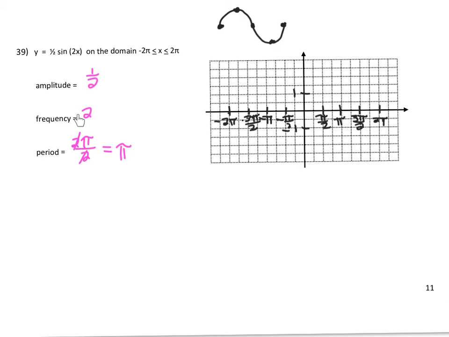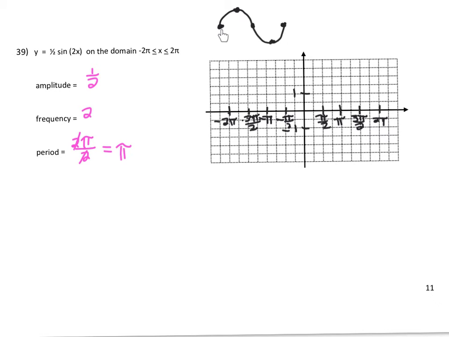All right, so now let's look at what we had. It says the frequency is 2. So what that means is between 0 and 2 pi, we're going to fit 2 of these. So if we have to fit 2 of these between 0 and 2 pi, that means we have to fit one of them between 0 and pi. And guys, that's why the period is pi. The period tells you how long it takes to complete one cycle. So we have to fit one of these between 0 and pi.